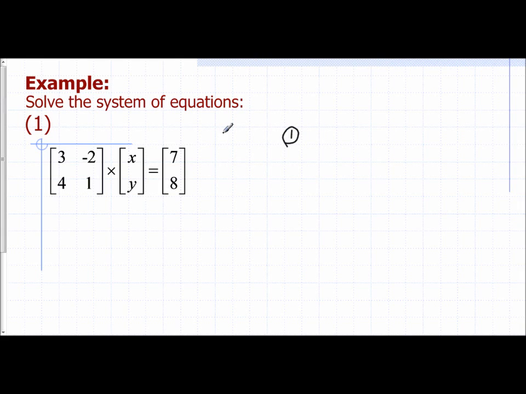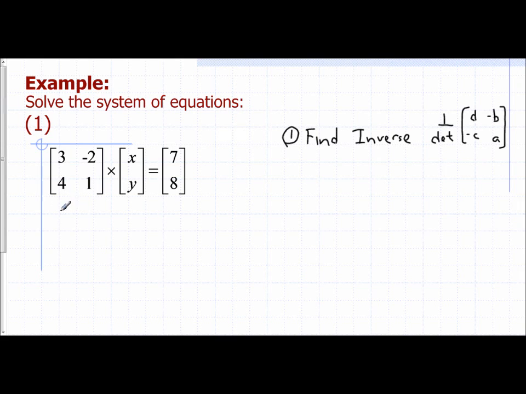Because if you multiply the left side and the right side by the inverse, the left side is going to give you the identity matrix, which is what we want. So we want to first find our inverse. And so remember, to find the inverse, you do 1 over your determinant, where D and A switch positions. The sign of B becomes the opposite, and the sign of C becomes the opposite.